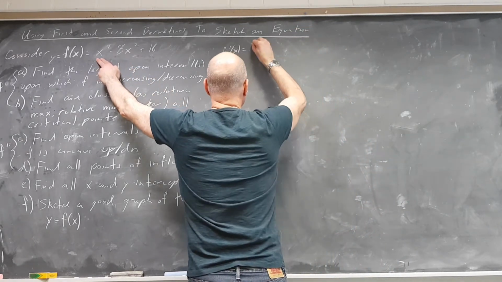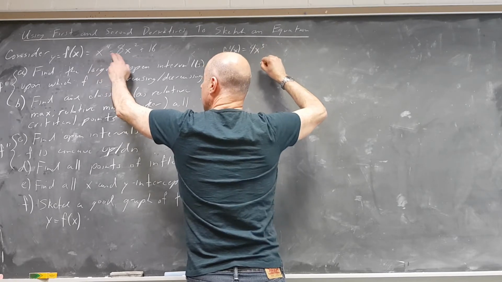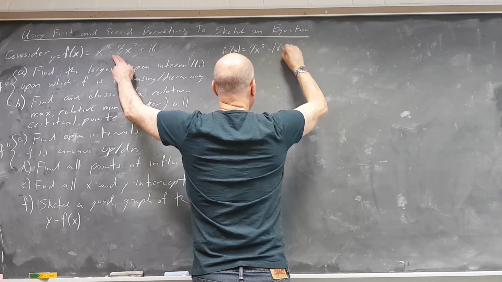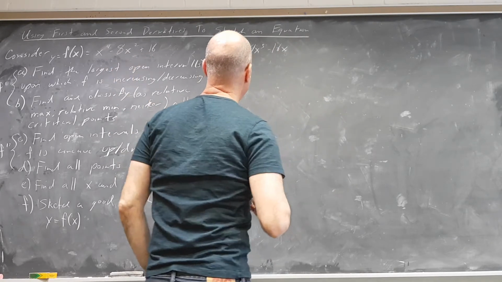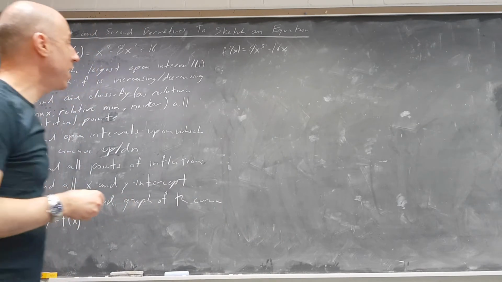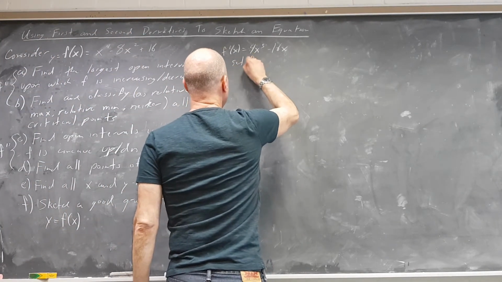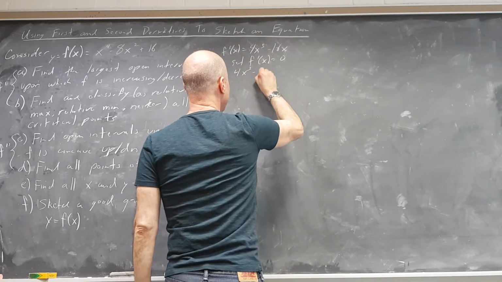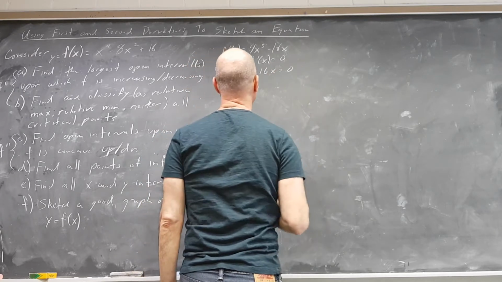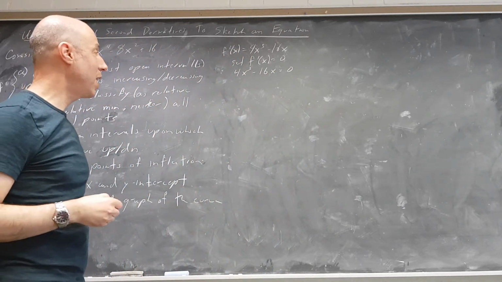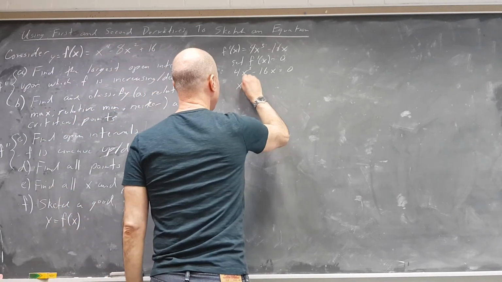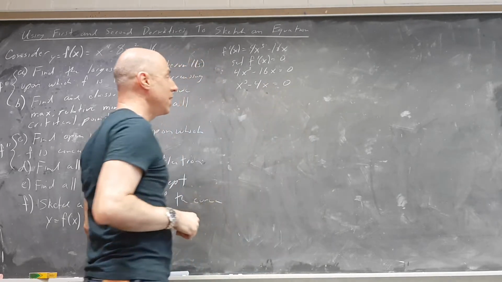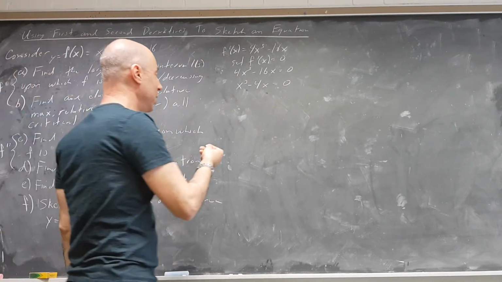Derivative of x to the fourth is 4x cubed. Derivative of minus 8x squared is going to be minus 16x. And of course, the constant goes away. If we set f prime of x equal to 0, we have 4x cubed minus 16x is equal to 0. We can certainly divide both sides by 4. So x cubed minus 4x is equal to 0. And then we can factor out the x.